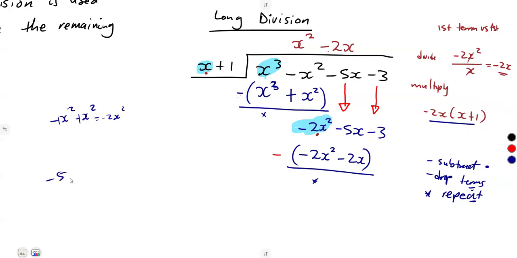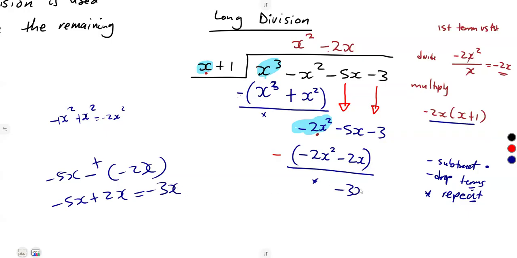Minus 5x minus, what are we subtracting? We are subtracting 2x, minus 2x. So it is going to give us a positive here. So minus 5x plus 2x, that's negative 3x. So this is going to give us negative 3x. We are done with our subtraction.